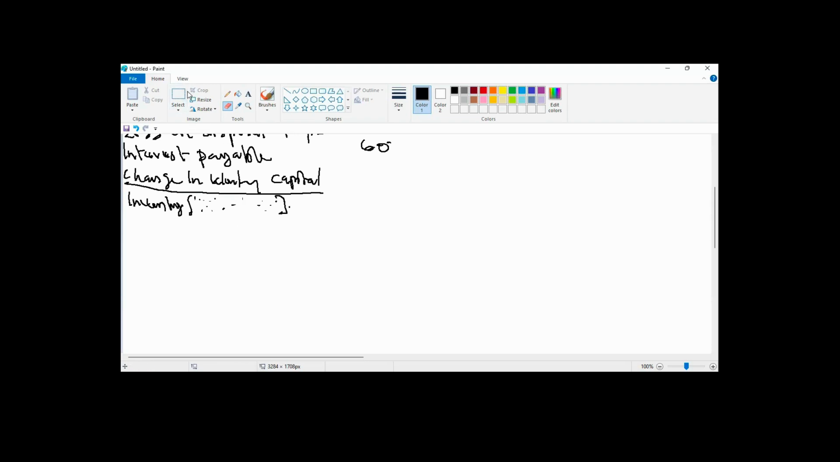Inventory is 280 minus 100. At the beginning it was 100, at the end 280. That's an increase. I shall prove.